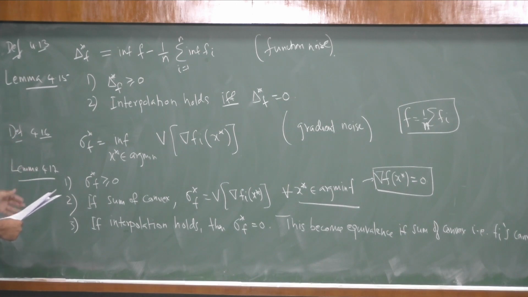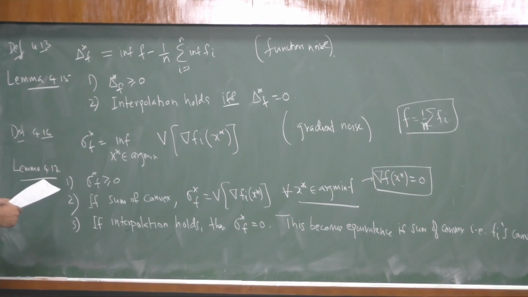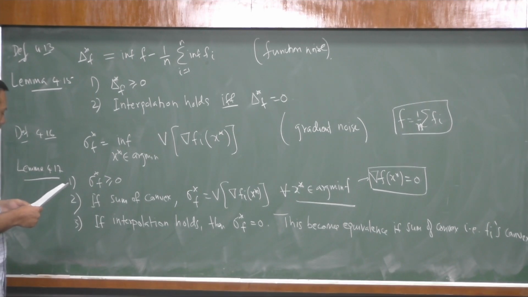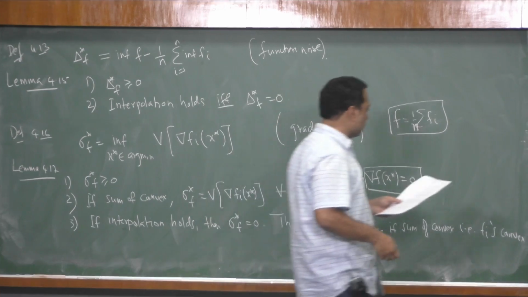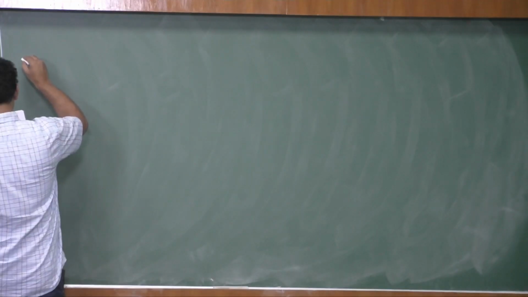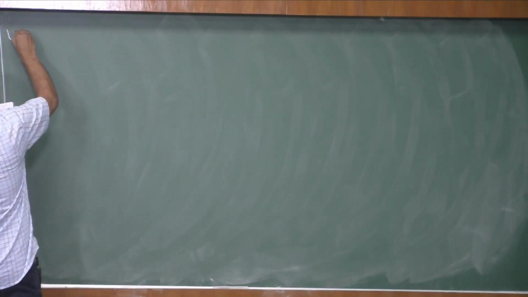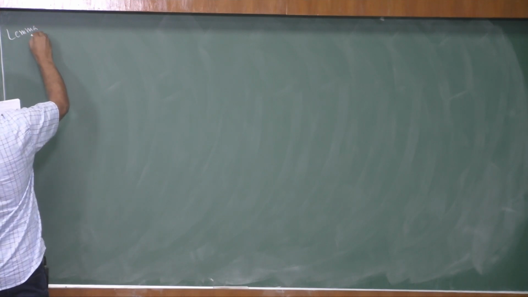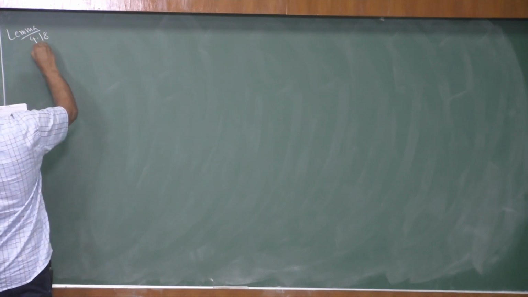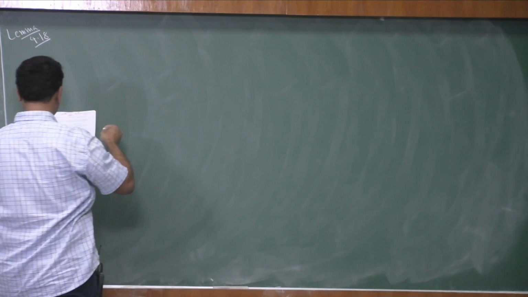So we have done this proof, and then we will today do the stochastic gradient proof. So this will be our second proof. The first proof was not very easy, but this will be very clear. Okay, so Lemma 4.18. We need this lemma for the proof.